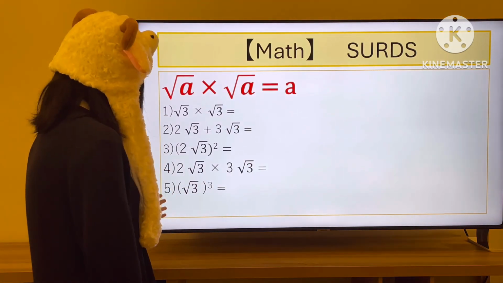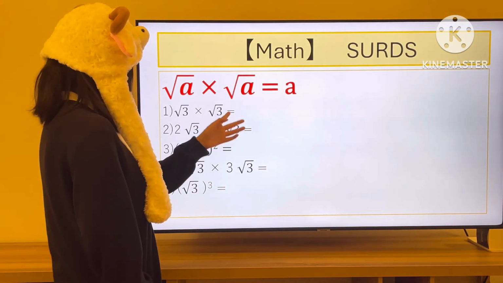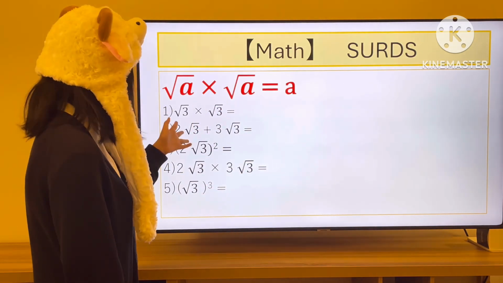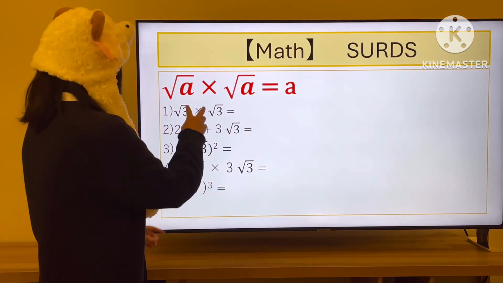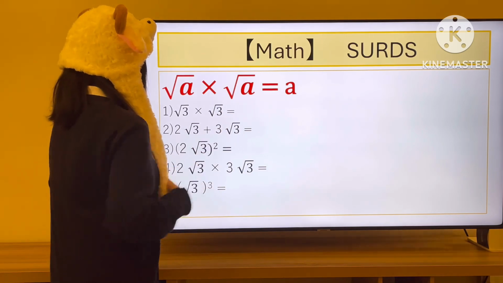And these are the surds. If you have a root and a root multiplied together, you don't have to find the root of both of them. If they are the same number, then it just becomes the number inside. For this example, it would be 3.